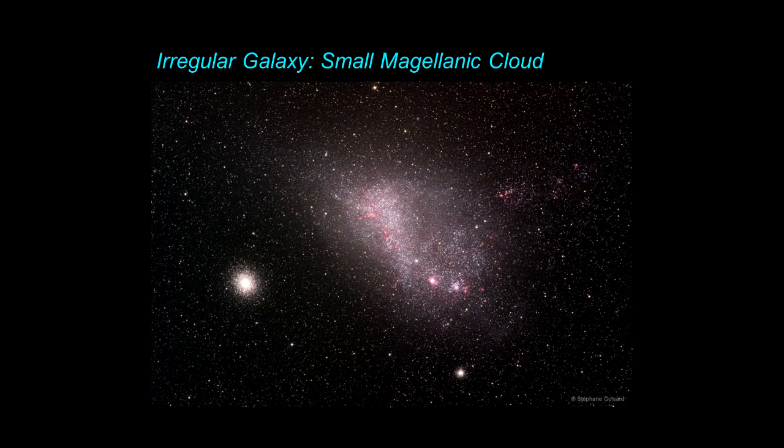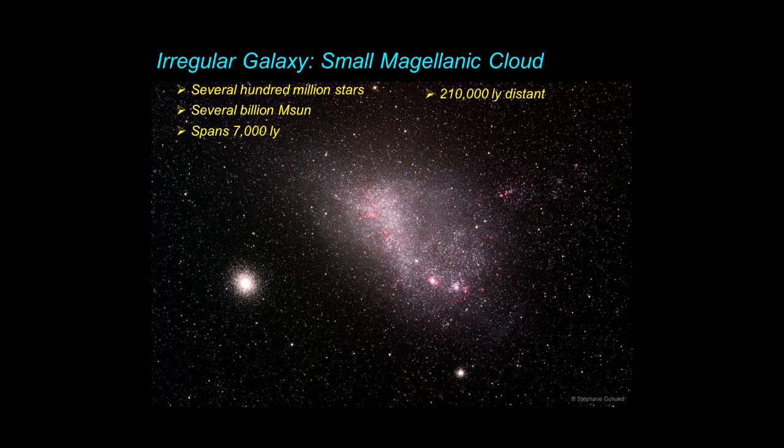The small Magellanic Cloud. This is, again, an irregular galaxy associated with the Milky Way. I wonder what this thing here is. Any guesses as to what that is? Well, this galaxy, shown here, consists of several 100 million stars, several billion solar masses, which means there's a lot of large stars and gas and dust associated with this, about 7,000 light years in extent, 210,000 light years distant. This is the galaxy where the Cepheid variable period luminosity relationship was discovered by Henrietta Leavitt.